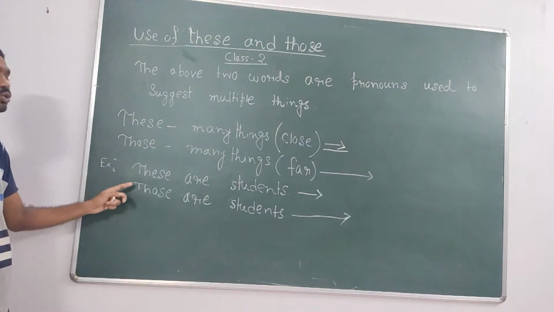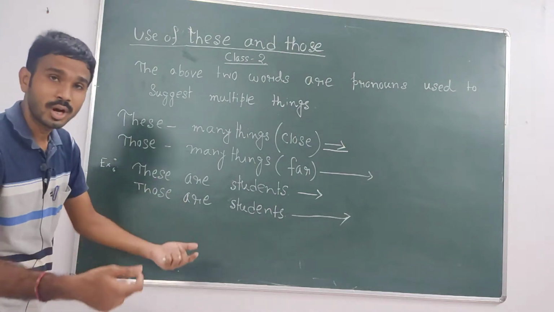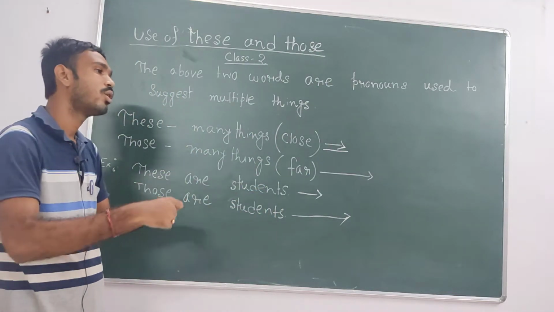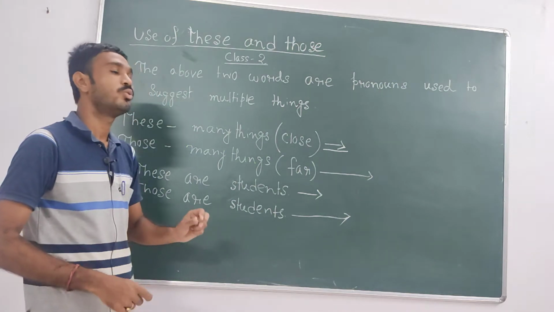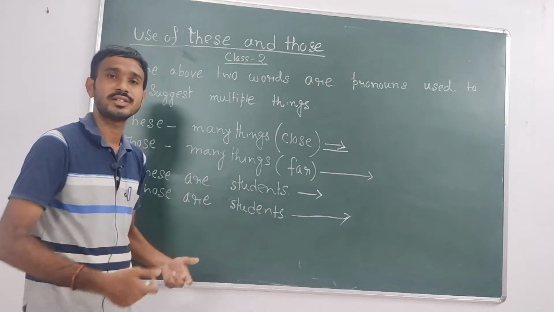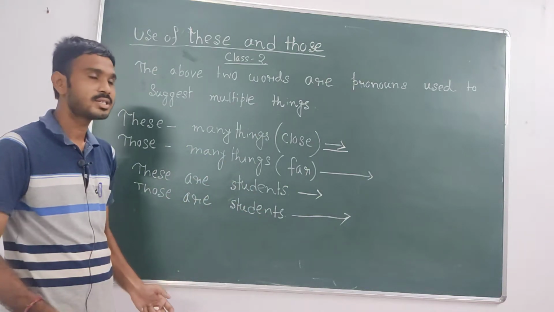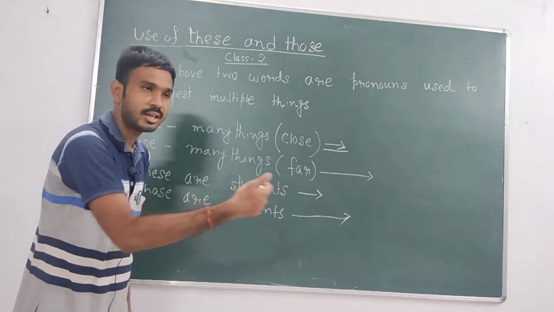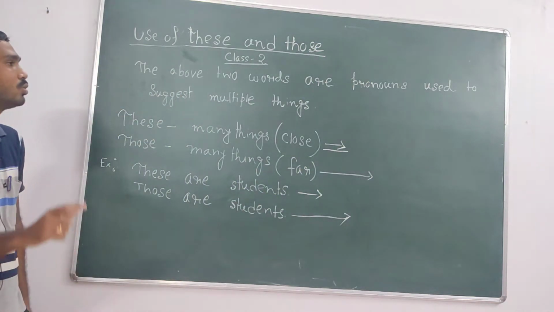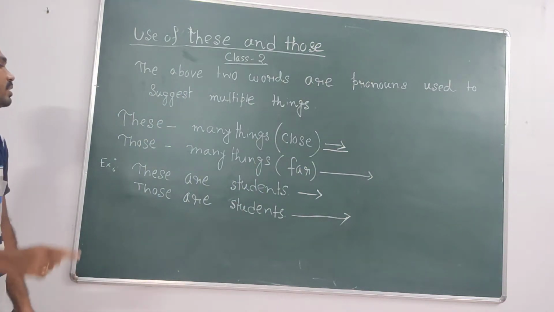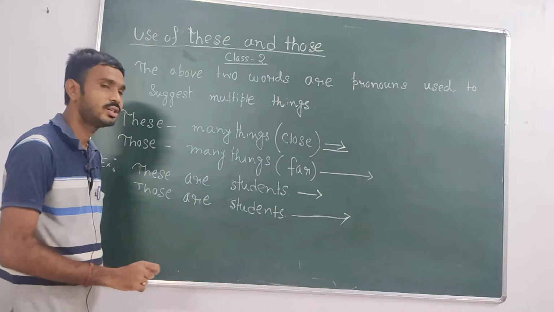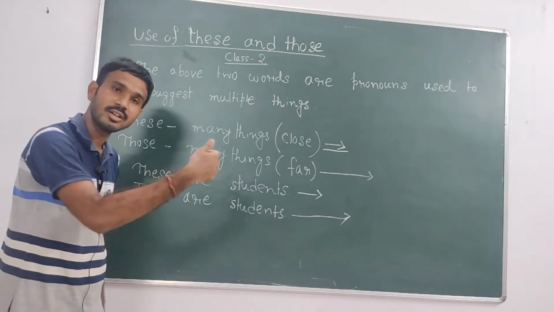On the other hand, those is also used to highlight many things, but they are far from us or quite a distance away from us. So it is not easy to access them, though at a glance we can see them. Still it is visible to us, but from a further distance. So we should keep in mind that these is used to suggest multiple things that are close to us, and those is used to suggest multiple things that are far from us.